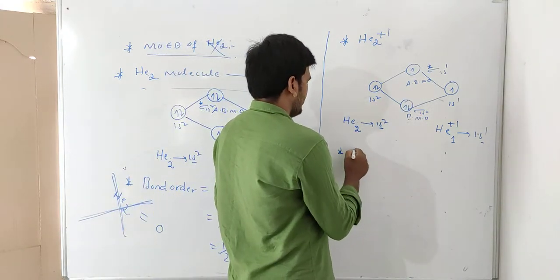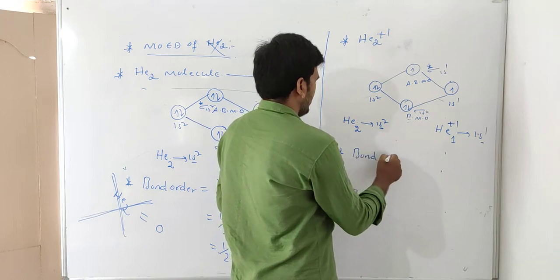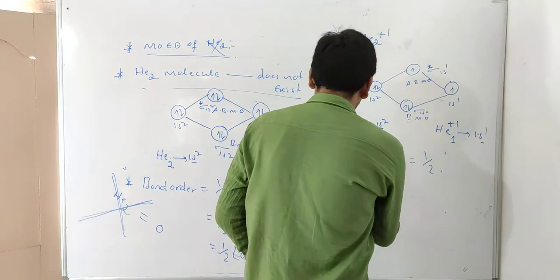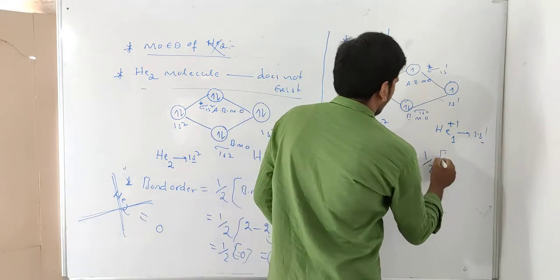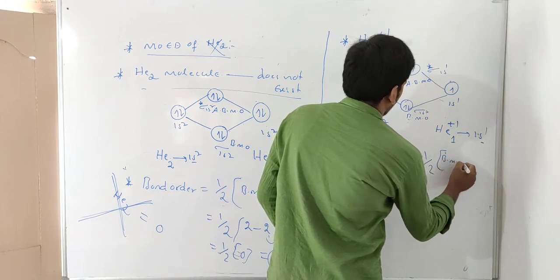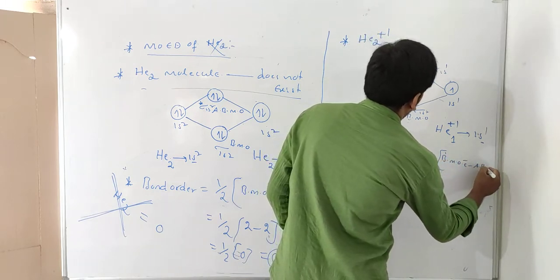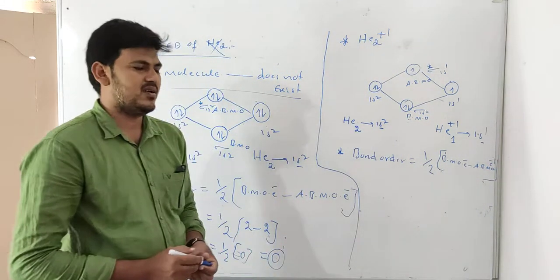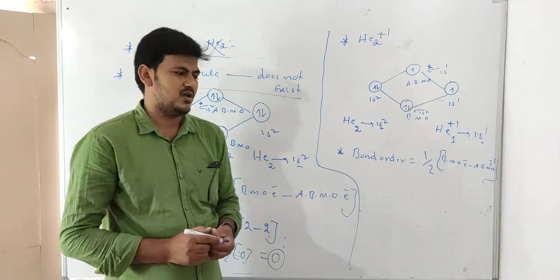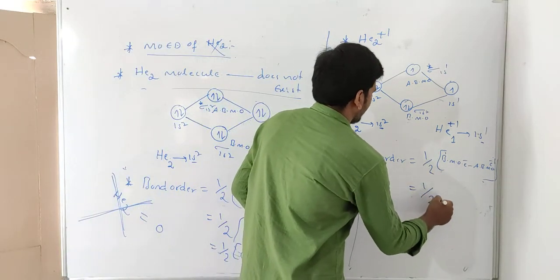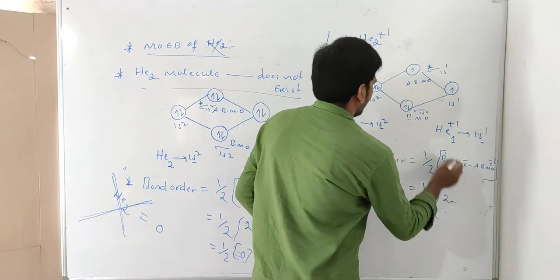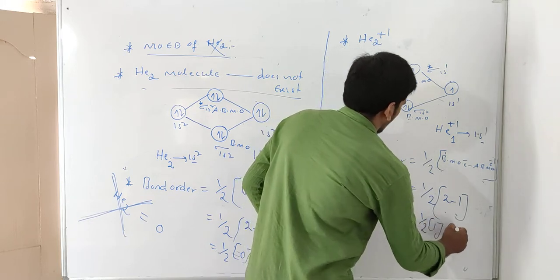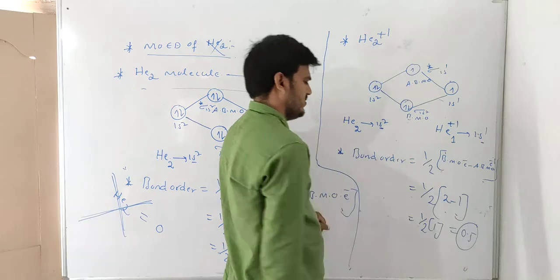So bond order. Bond order is equal to half into bonding molecular orbital electrons minus anti-bonding molecular orbital electrons. So half into bonding electrons, bonding electrons are 2, minus anti-bonding electrons 1. So half into 1, that means 1 by 2. 1 by 2 means bond order is 0.5.